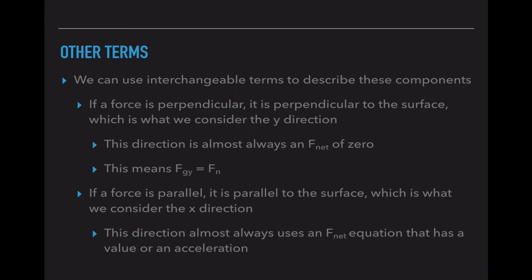If a force is perpendicular, it is perpendicular to the surface, which is what we consider the y direction. This direction is almost always an F net of 0, which means FGY is always equal to Fn. These 2 points are really, really important. If a force is called parallel, that means it's parallel to the surface, which is what we consider the x direction. This direction almost always uses the F net equation that allows acceleration to take place. So keep in mind, perpendicular is y, parallel is x.